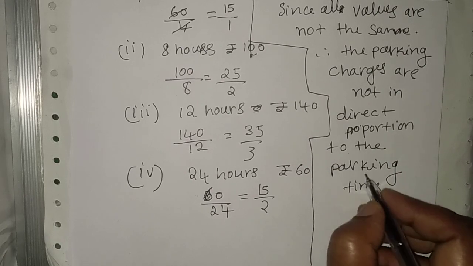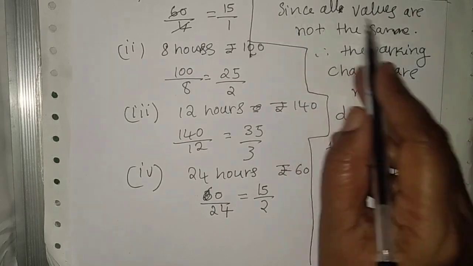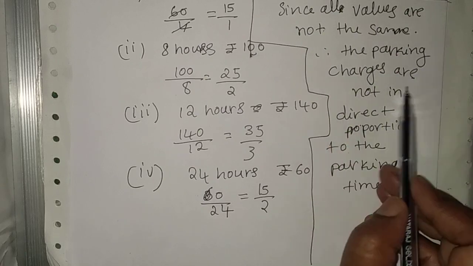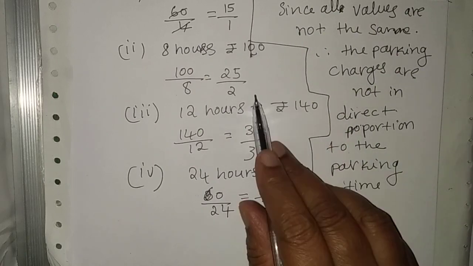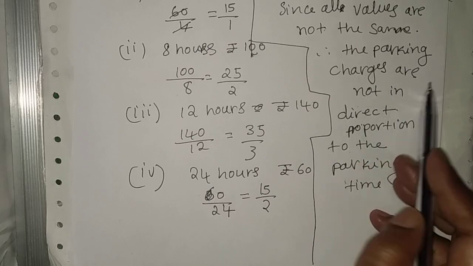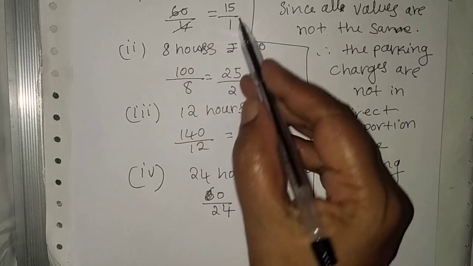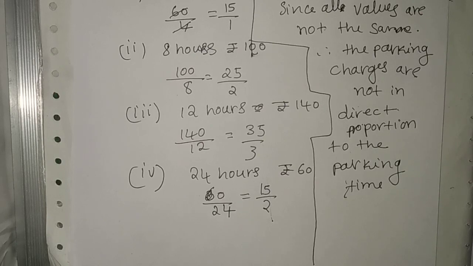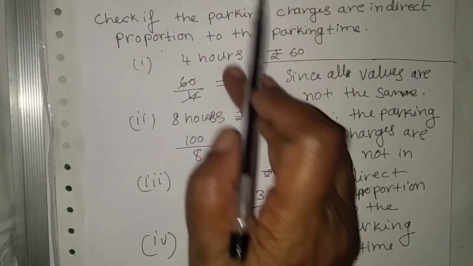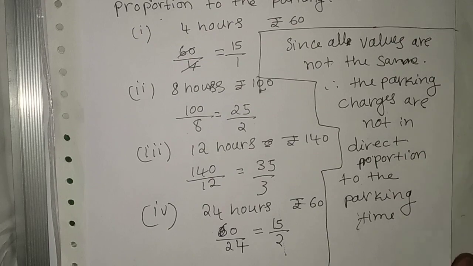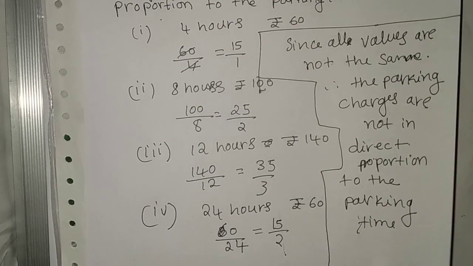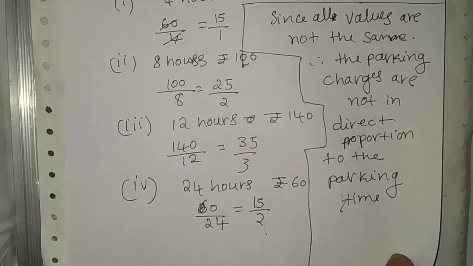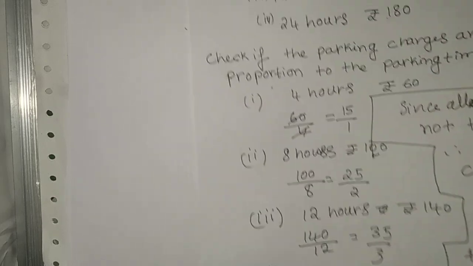So what we have to write: since all the values are not same, the parking charges are not in direct proportion to the parking time. See, all differs, so it is not directly proportional. So charges are not directly proportional to the time. So this is the first question. We move on to the second one.